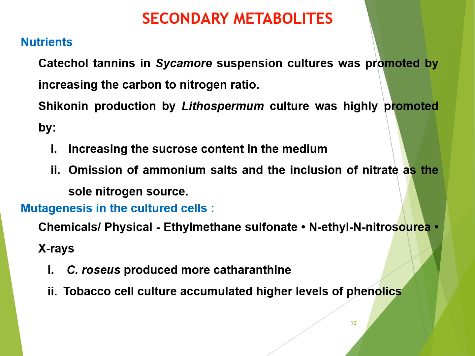Here, I have enlisted certain examples wherein abiotic elicitors were used to enhance the secondary metabolite production. In case of sycamore suspension, the production of tannin catechol was enhanced by increasing the carbon to nitrogen ratio. To increase the production of shikonin dye from Lithospermum culture, sucrose percentage was increased in the medium and ammonium salts were completely replaced by nitrate salts.